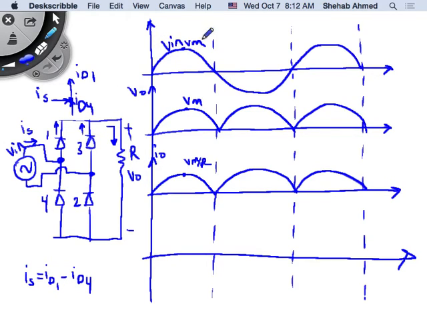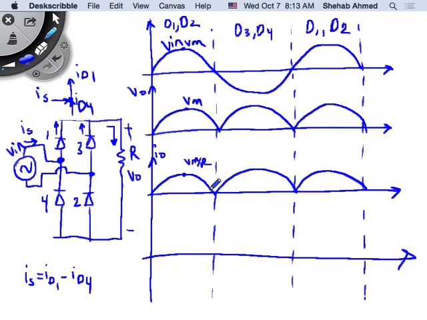I know that in my first half cycle, diode 1 and diode 2 are conducting. In the second half cycle, diode 3 and diode 4 are conducting. And then we go back to diode 1, diode 2. So if this is my I output, then I output is being carried by D1 and D2 in this half cycle. What's the value of ID1? ID1 and ID2 are equal to I output in the first half cycle.